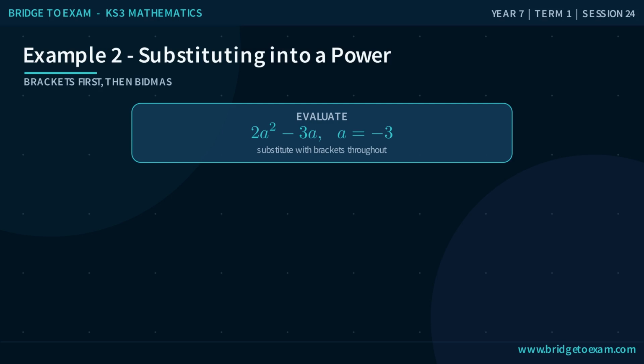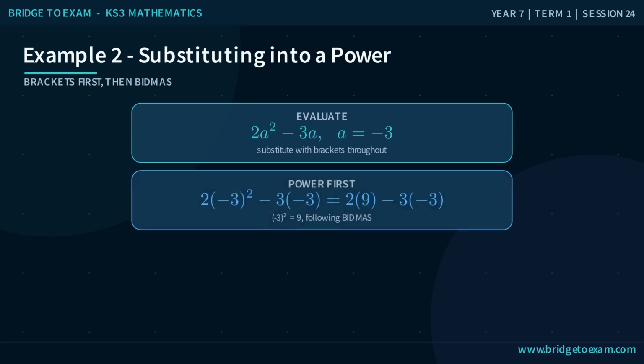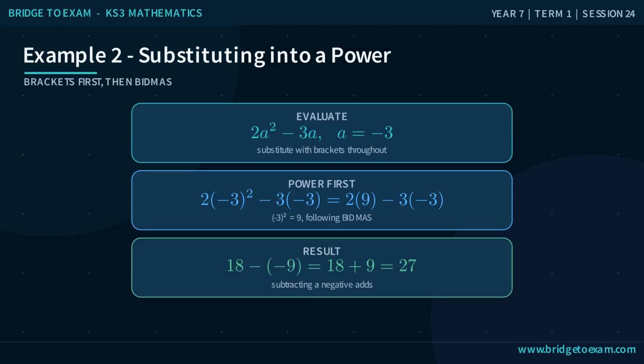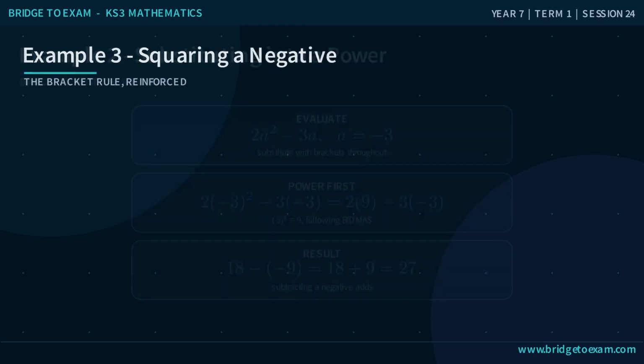Evaluate 2a squared minus 3a when a equals -3. Substitute with brackets throughout. 2 times -3, in brackets, squared, minus 3 times -3. The power comes first. -3 squared is 9. So it's 2 times 9 minus 3 times -3, 18 minus -9, which is 18 plus 9, 27.